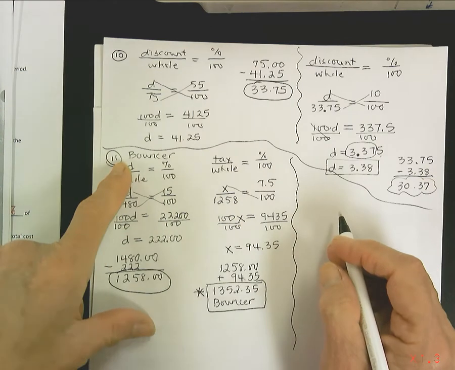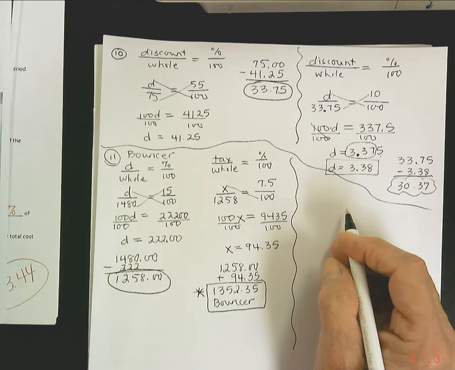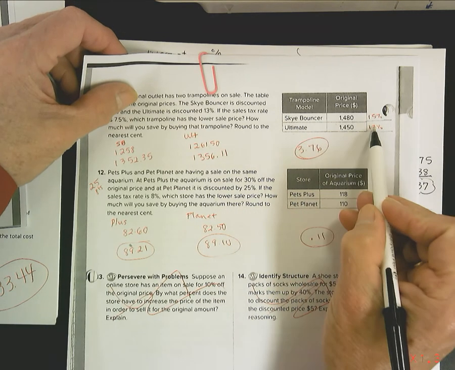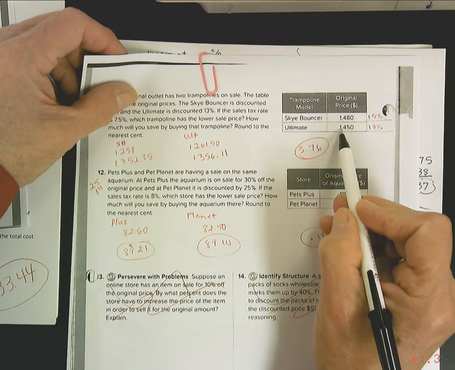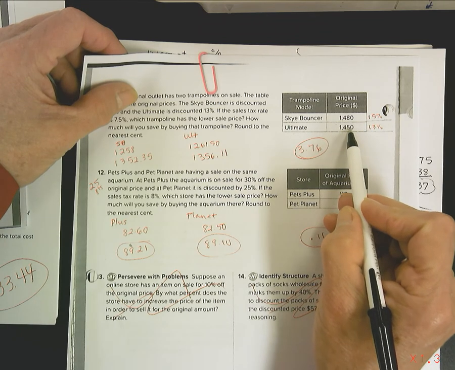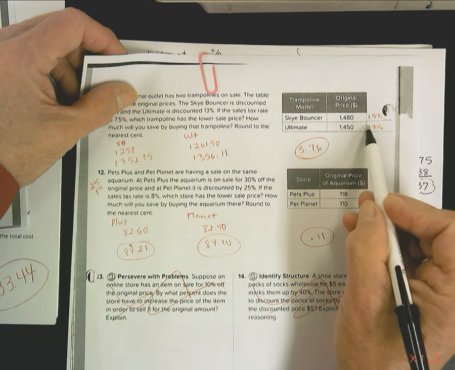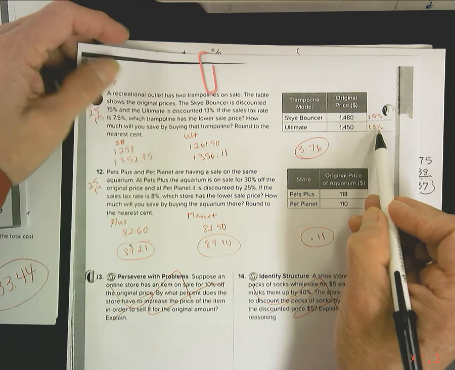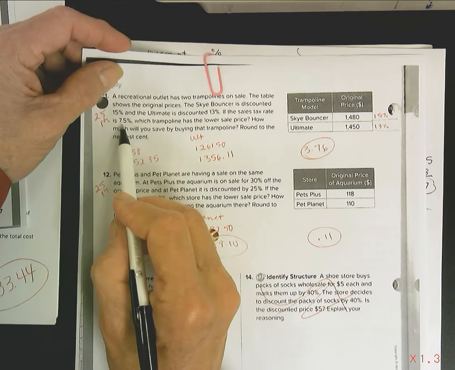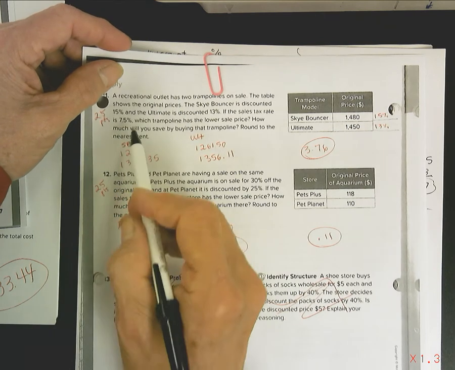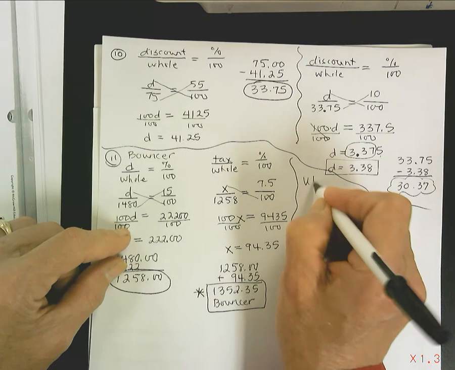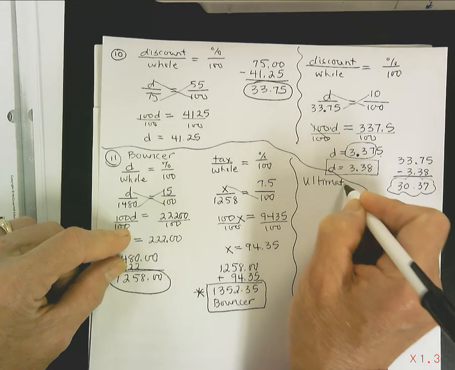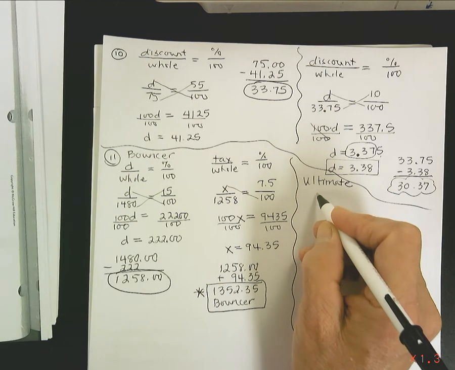So we're still working on number 11. Now we're going to come up with the full price for the ultimate trampoline. Our original price is $1,450. We get a 13% discount, so the price is going to come down. But then we have to add the 7.5% tax, and that makes the price go back up. So let's look at our ultimate trampoline and see what that final price is going to be.